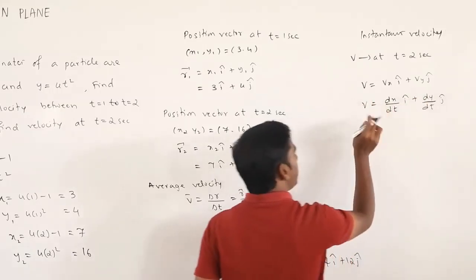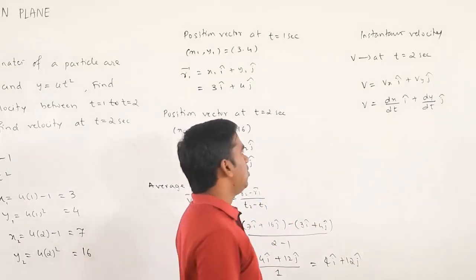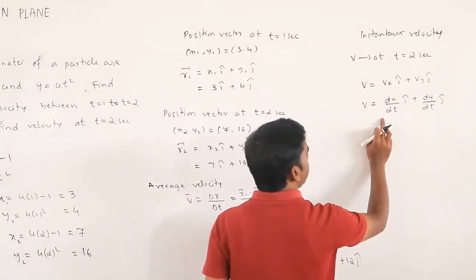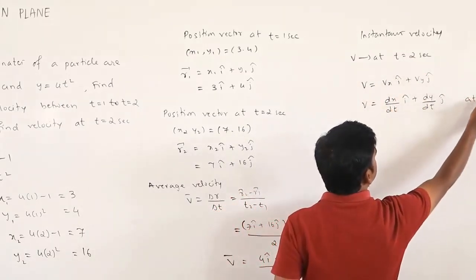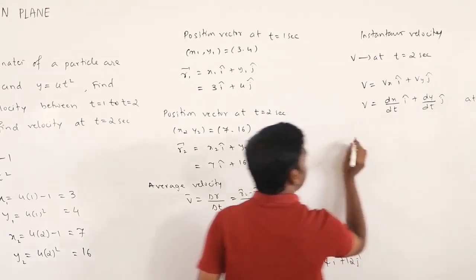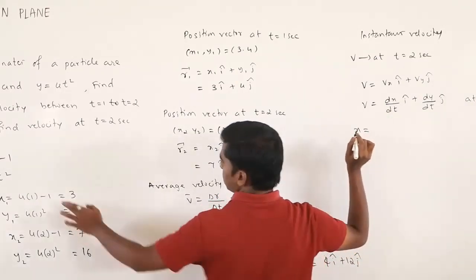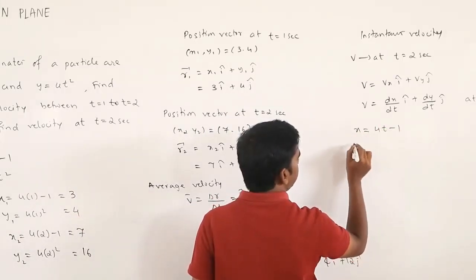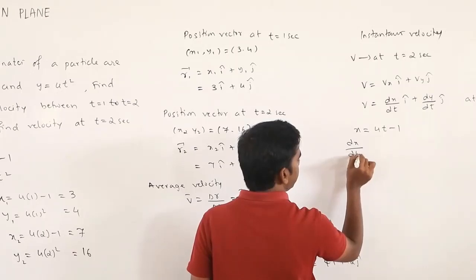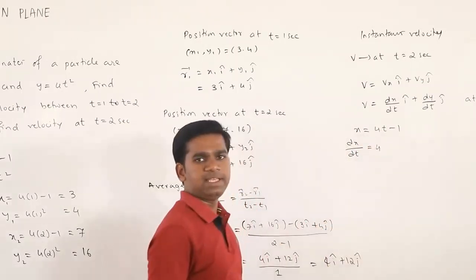Okay, so this is for instantaneous velocity. Now we have to find dx by dt at t equals 2 seconds separately. So what is dx by dt? What is x? x equals 4t minus 1. So dx by dt is 4, as it is. Differentiation of t is 1.